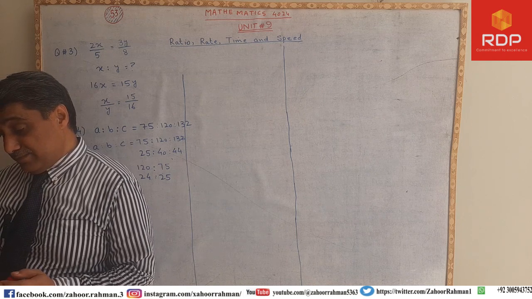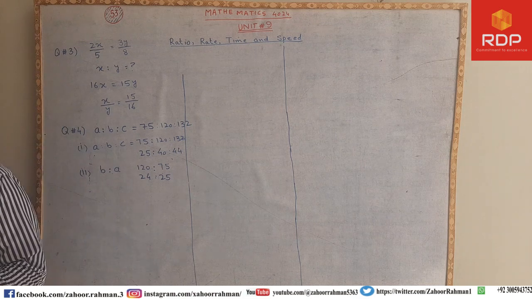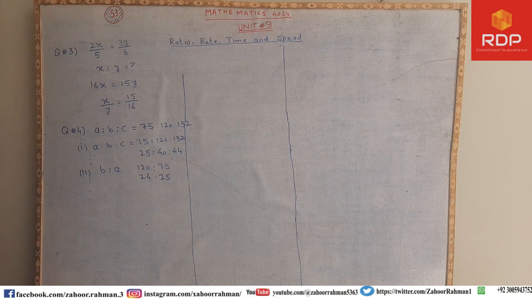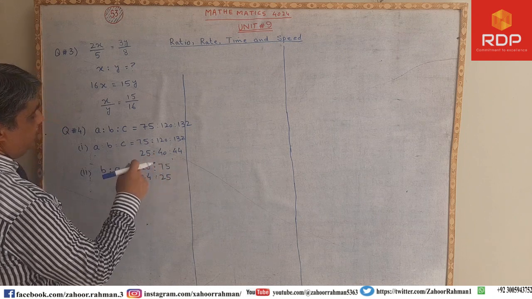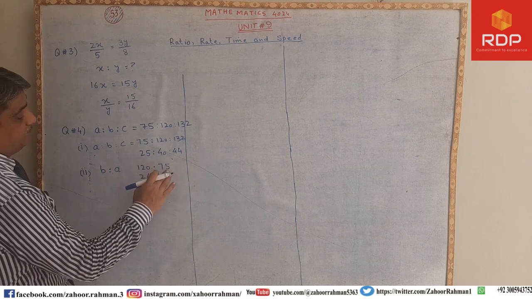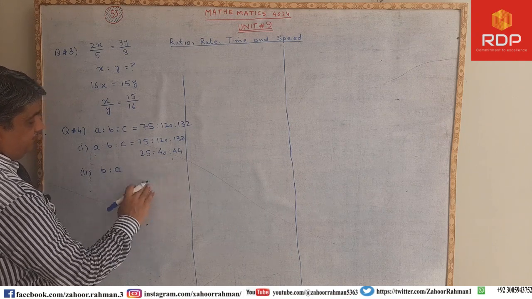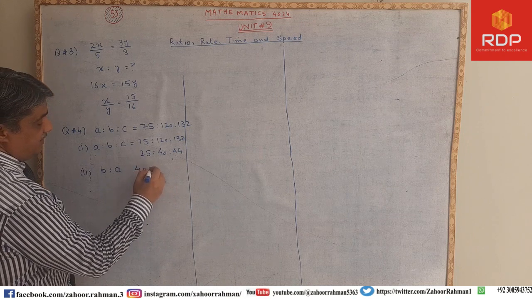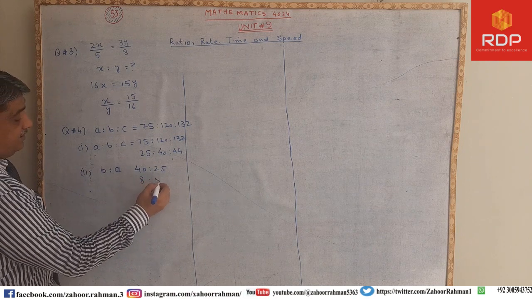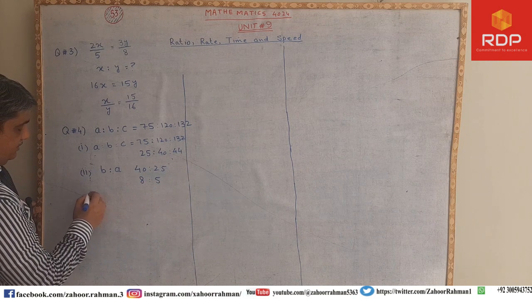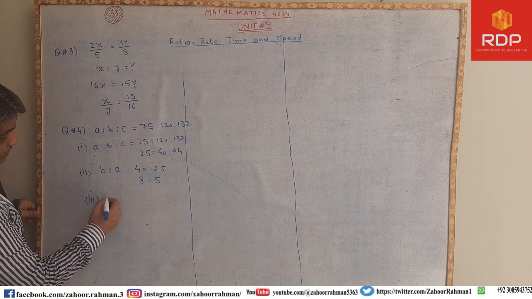That is 40 ratio 25. 40 ratio 25. This one is not 75. So 40 ratio 25, which is 8 ratio 5. The third part is saying find B ratio C.